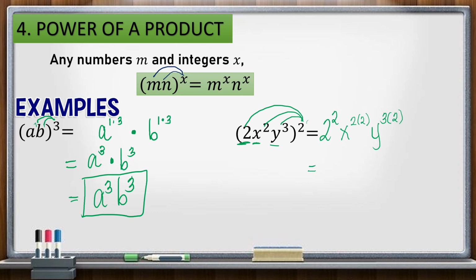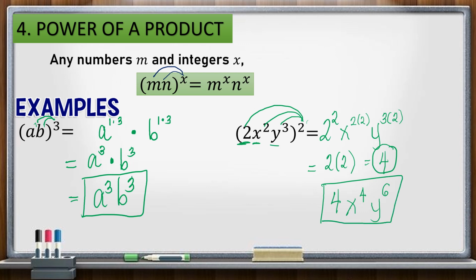That means you have to multiply 2 to itself twice. So, 2 times 2 is equal to 4. So, therefore, we have here 4. X raised to 4, since 2 times 2 is 4. Y raised to 3 times 2 is 6. So, this will be our final answer. That is 4x raised to 4, y raised to 6. So, that is the power of a product. Okay?